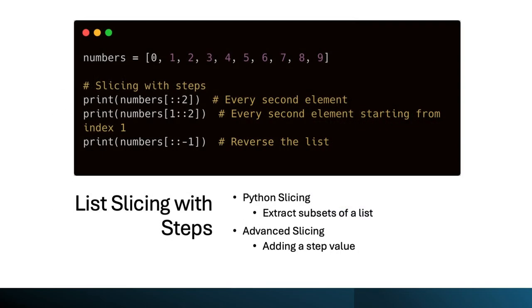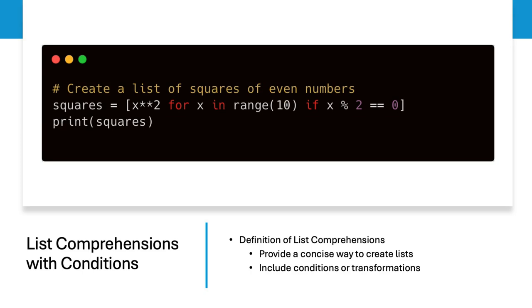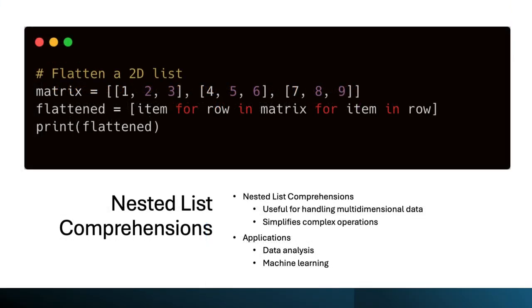Python slicing allows you to extract subsets of a list. Adding a step value enables advanced slicing. List comprehensions offer a concise method to create lists, incorporating conditions or transformations. Nested list comprehensions are useful for handling multidimensional data and simplifying complex operations, especially in data analysis and machine learning.